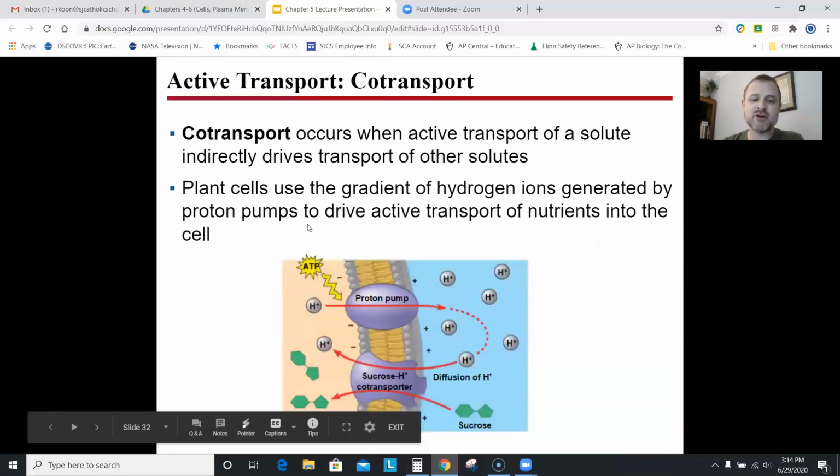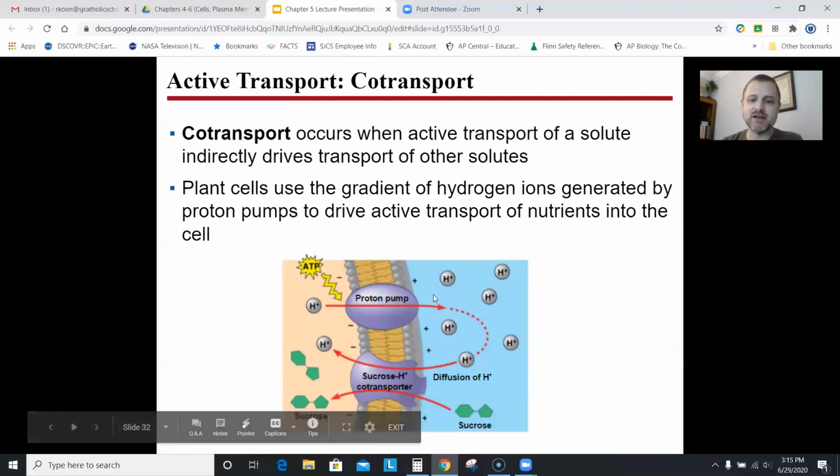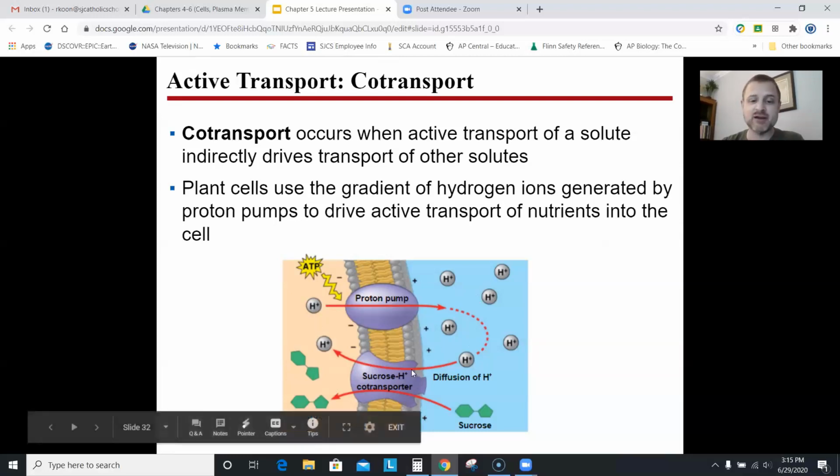Now, the idea of co-transport, let's take it one step further. So in this diagram, I have a proton pump. It's pumping out H+, like what proton pumps do. Now, the H+ wants to come back inside the cell. It wants to go down its concentration gradient, but it can't because it can't go through the cell membrane. Well, here we have this thing called a sucrose H+ co-transporter. What happens is this allows a passageway for H+ to come back into the cell. It's free. It's facilitated diffusion. But when it comes in, it also brings a molecule of sucrose with it. Sucrose is too big to go through the cell membrane, but the way this co-transporter works is the shape is such that when an H+ comes in, so does the sucrose.